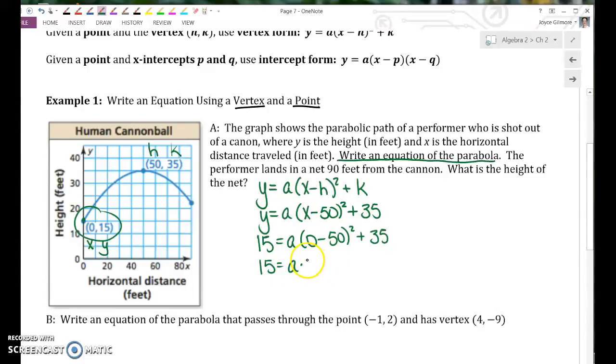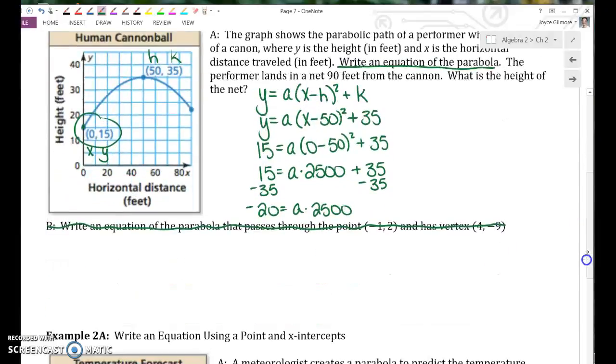So we have a times 2,500 plus 35. What should we do next? We should subtract 35 from both sides. That will give us negative 20 equals a times 2,500. And I'm going to tell you right now we're skipping example B, so we can just continue our work underneath example B. To get a by itself, we would need to divide both sides by 2,500.